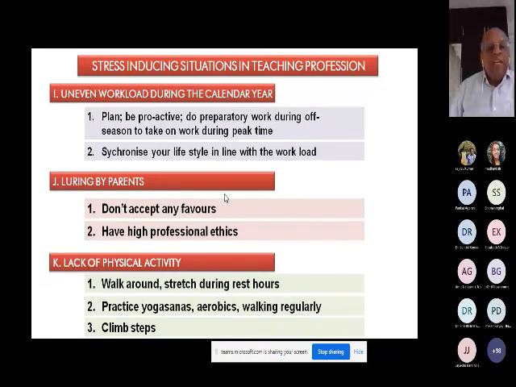Have high professional ethics. I always say a corrupt person has got a price. A value-oriented person, a good person has got a value. We need to be value-oriented, not price.